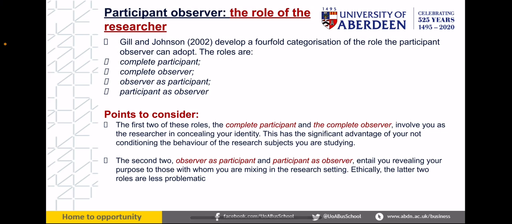Now, what about the role of the researcher? I think Gill and Johnson in 2002 developed some great categorization of the roles the participant can adopt. These roles are categorized into four. The first is the complete participant. The second is the complete observer. Third is the observer as participant. And the fourth is the participant as observer.